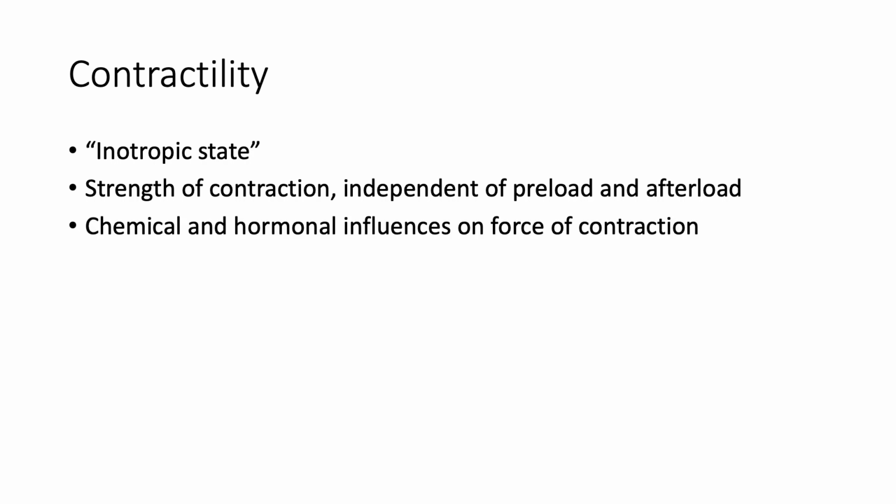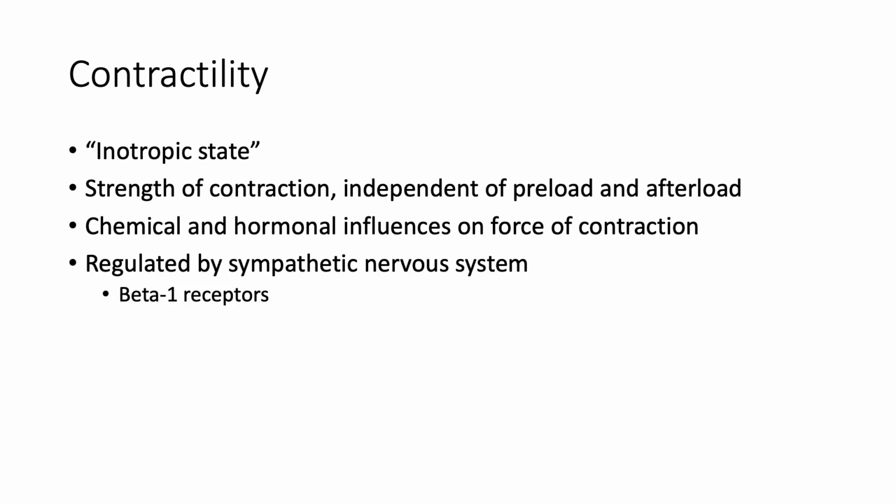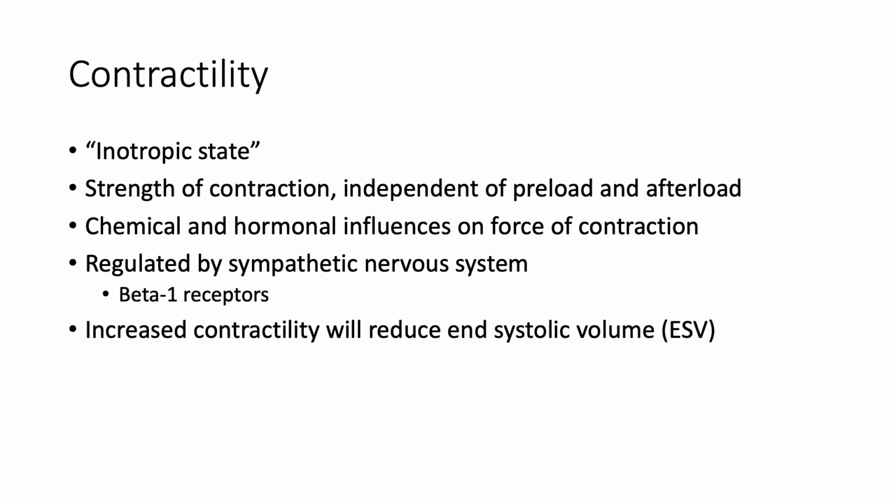And this is usually affected mostly by chemical and hormonal influences and regulated by the sympathetic nervous system. So you have beta 1 receptors on the heart that will increase how fast the heart's going, but will also increase how forceful the heart can contract. If you increase contractility, you're going to have a higher stroke volume. And so that's going to reduce your end systolic volume, right? And your end systolic volume is your end diastolic volume minus your stroke volume.